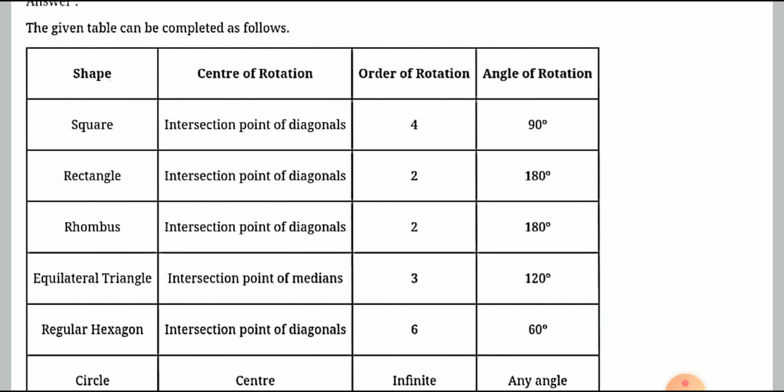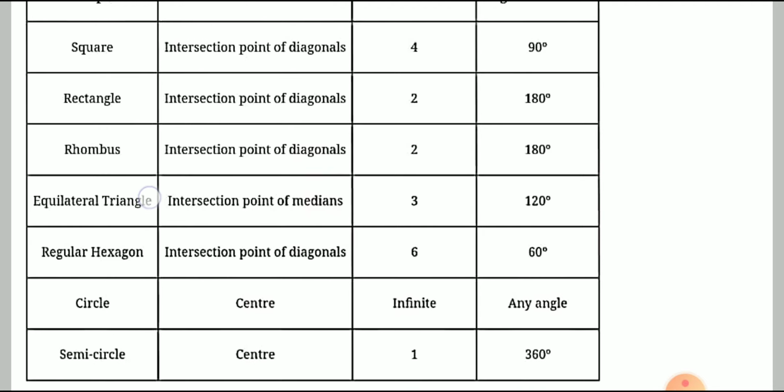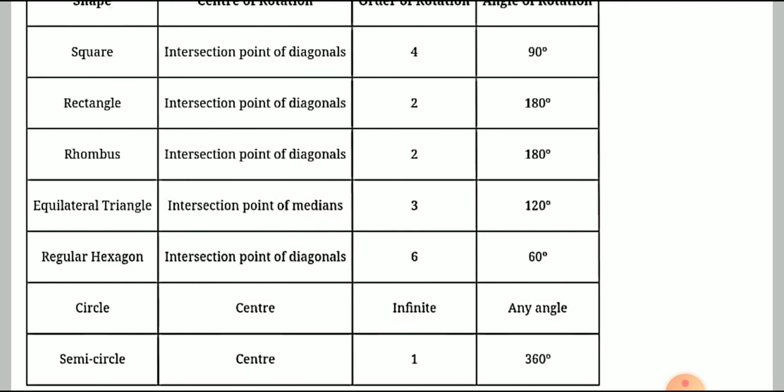And angle of rotation is any angle in any part of the circle. If you rotate at 1 degree, it looks similar, so you can mark here any angle. Semicircle, again the center of rotation is the center of the circle, and the order of rotation is 1. It looks similar one time, otherwise the remaining times it will not look similar, and the angle of rotation is 360 degree.